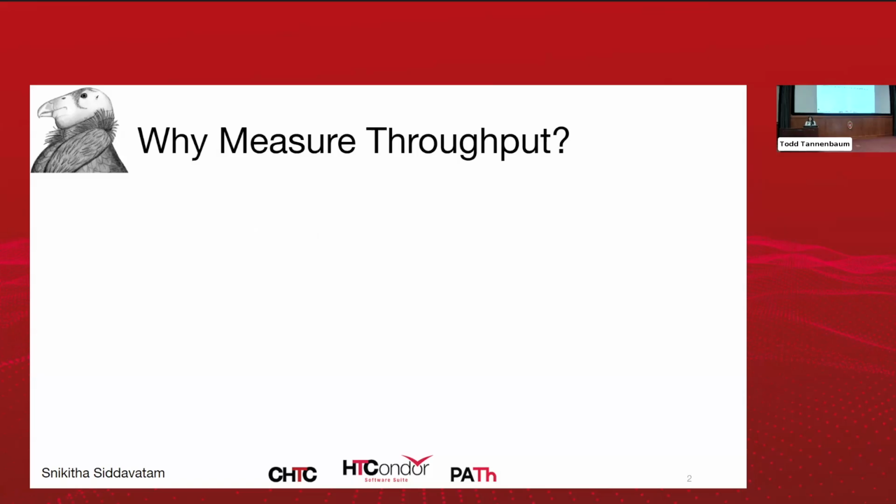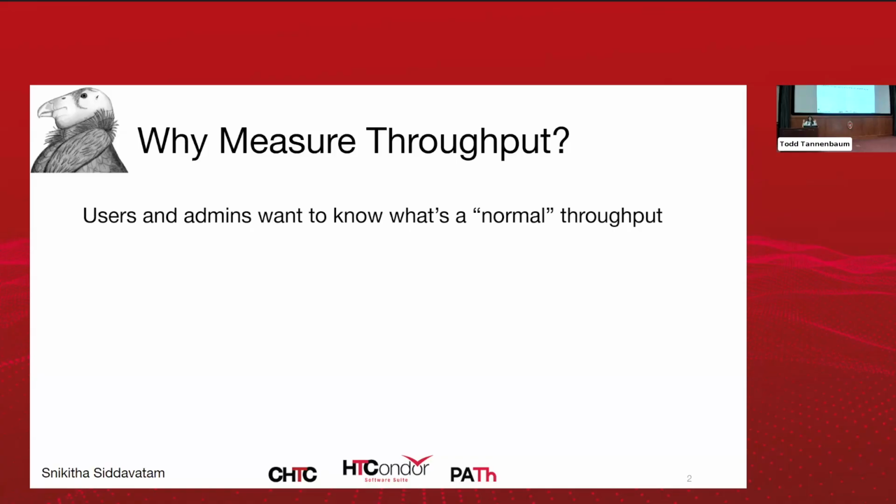Users and admins want to know what's a normal throughput. For that, I have an example. Doctors measure our blood pressure. When they tell you that your blood pressure is low or high, how do they know what the normal blood pressure is? That maps directly to throughput. When the system tells you that the throughput is low or high, how do we know what the normal throughput is? For that, we need a baseline.